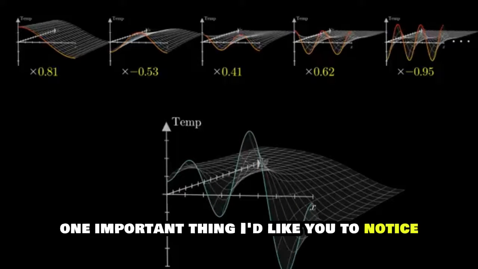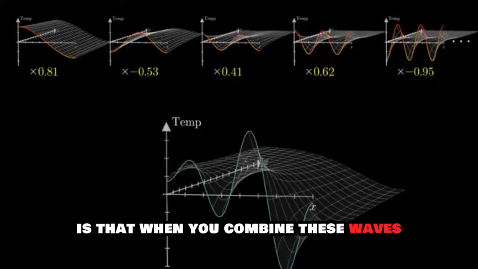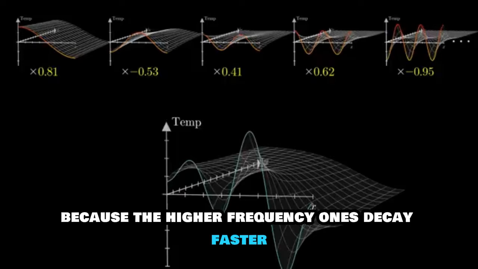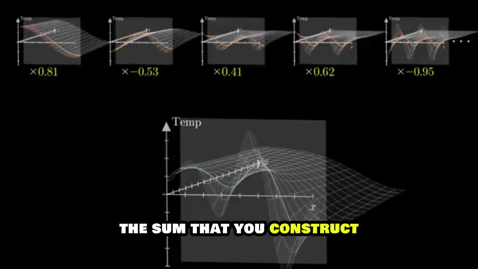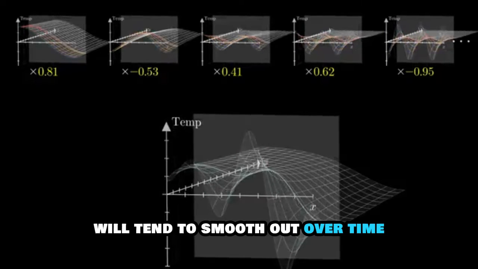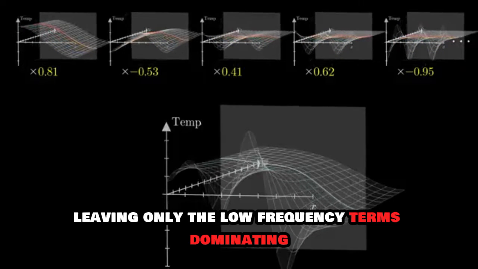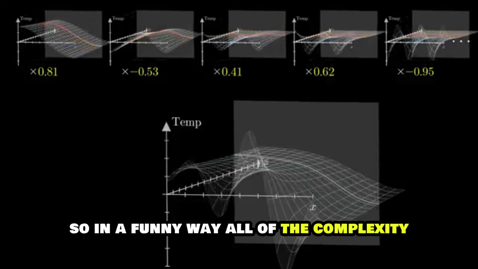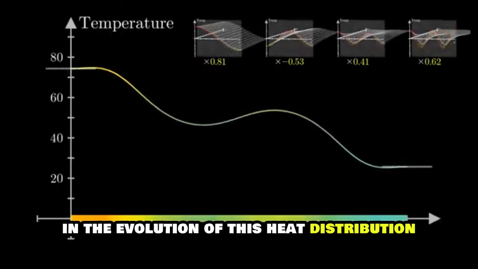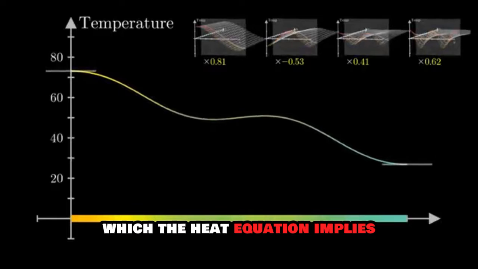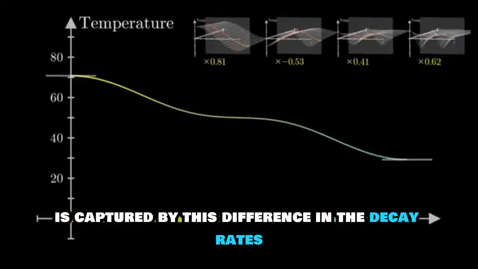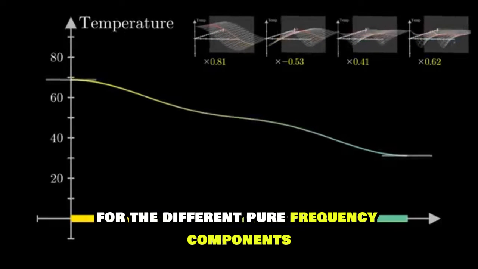One important thing I'd like you to notice is that when you combine these waves, because the higher frequency ones decay faster, the sum that you construct will tend to smooth out over time as all the high frequency terms quickly go to zero, leaving only the low frequency terms dominating. So in a funny way, all of the complexity in the evolution of this heat distribution which the heat equation implies is captured by this difference in the decay rates for the different pure frequency components.